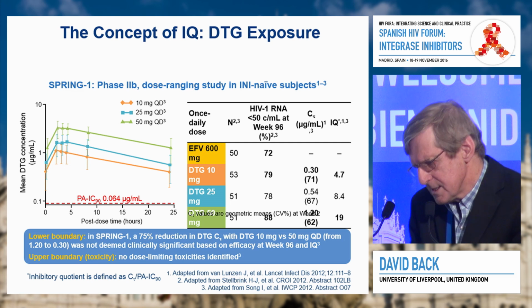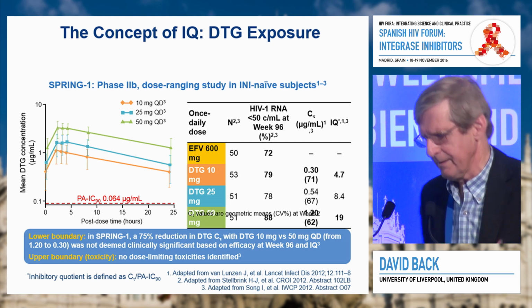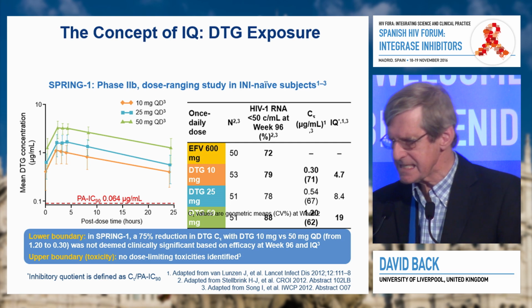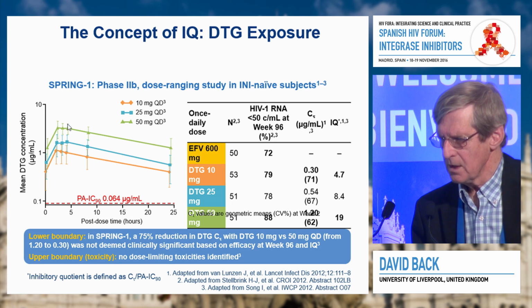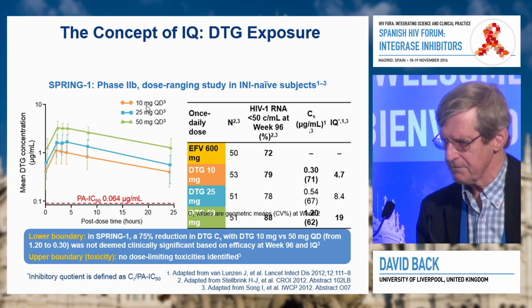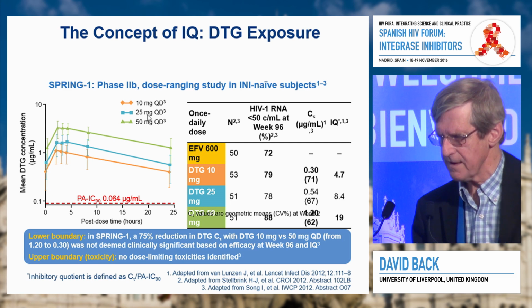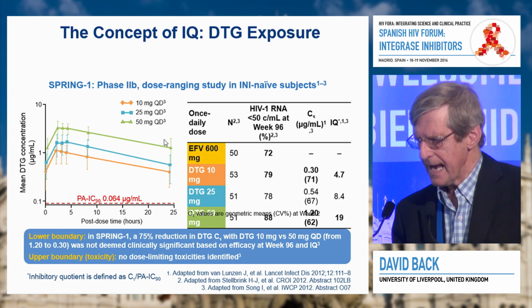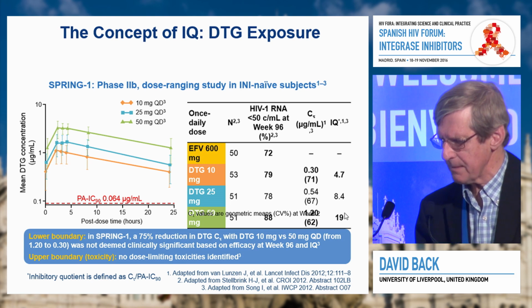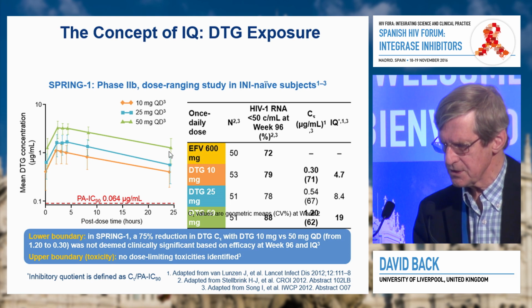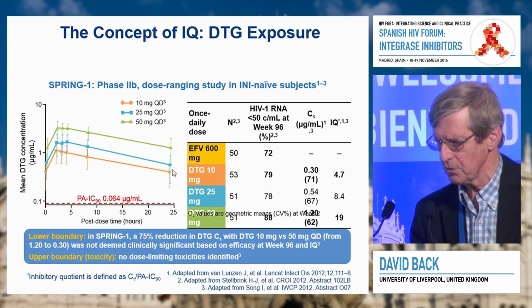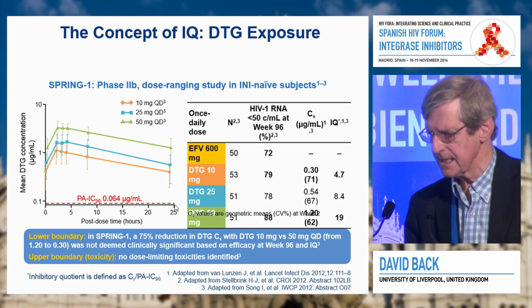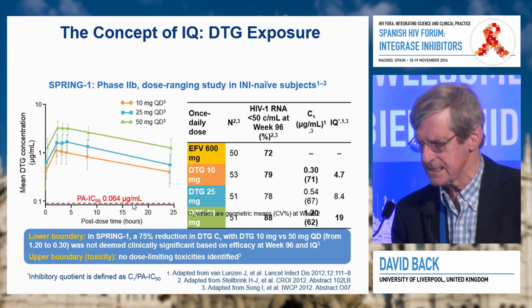However, what I want to develop, and it's a discussion point and whether people agree. This is a slide that Jonathan showed previously of data from Spring 1 looking at dose-ranging dolutegravir exposure from 10 milligrams, 25 milligrams, and 50 milligrams. And we end up with this IQ parameter at the 50 milligram dose of 19. IQ being the concentration of the drug at the trough, at the last data point of a dosing interval, over the protein-adjusted IC90. That gives us an IQ of 19.